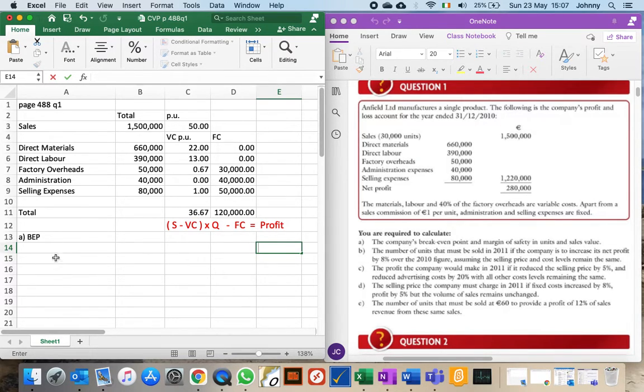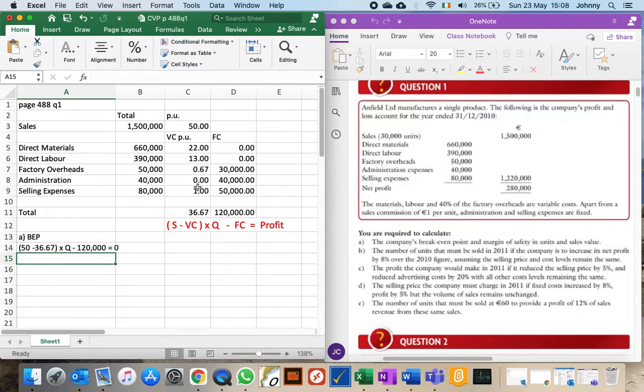So I'm using my formula here for this. So the break-even point, we have sales, which we worked out already, is €50. Okay, so that's the sales price. Minus variable cost, which is 36.67. Times Q. Q is the unknown that we're looking for here. Minus fixed cost of 120,000 is going to give me a profit of 0.